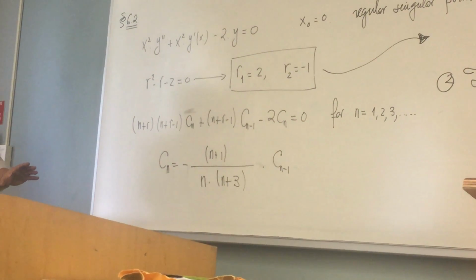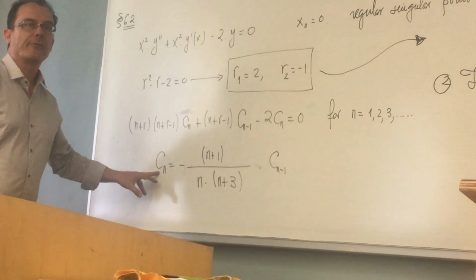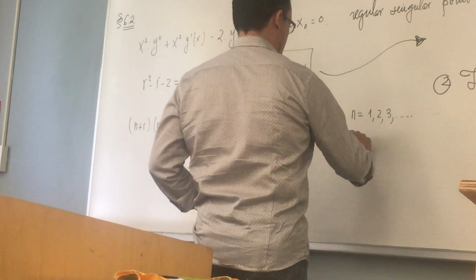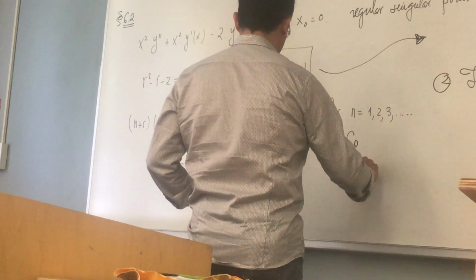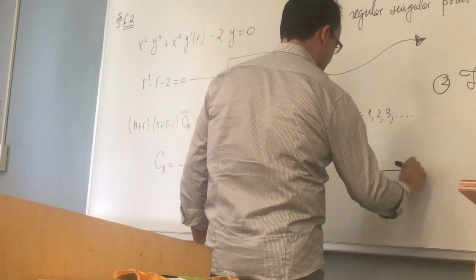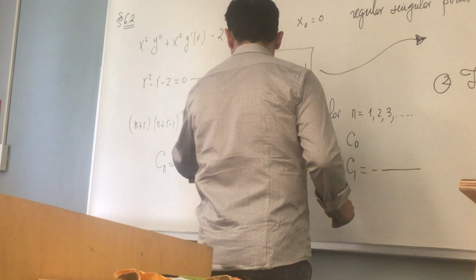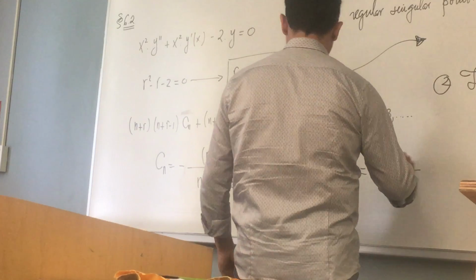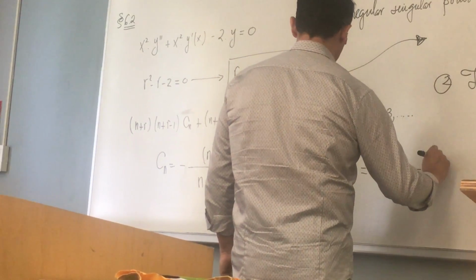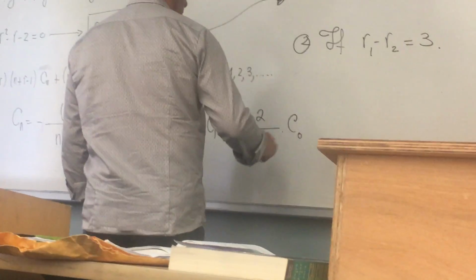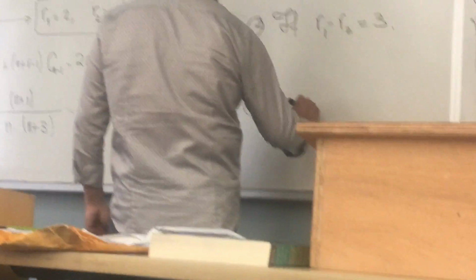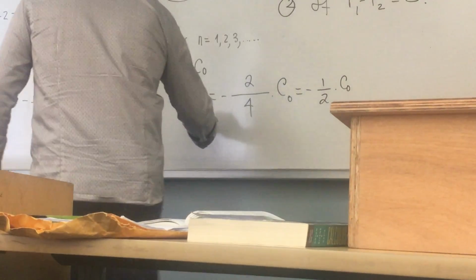And now we start computing the C's for the first power series. So C0 is C0. C1, you get it here when you make n equal to 1. What do you get? Minus. If I plug 1 here, what do you get? 2 over 1 times 4 times C0. So what is this really equal to if you simplify? Minus 1/2 C0.